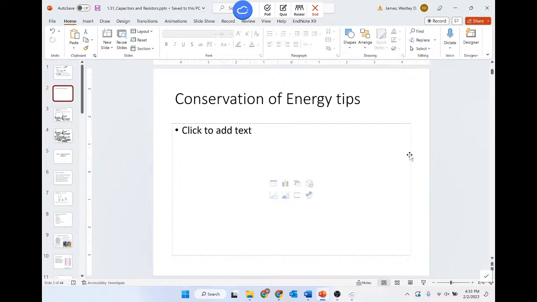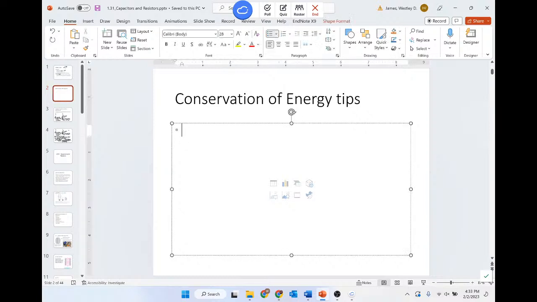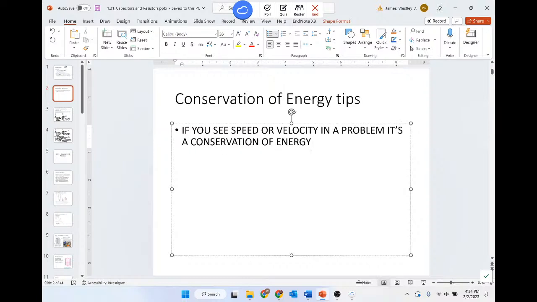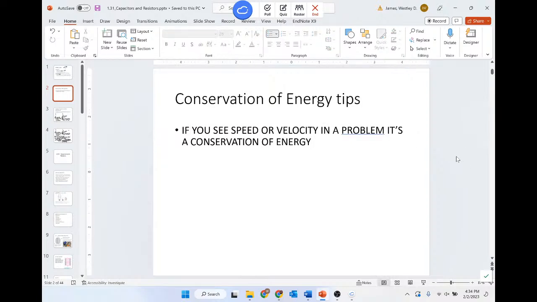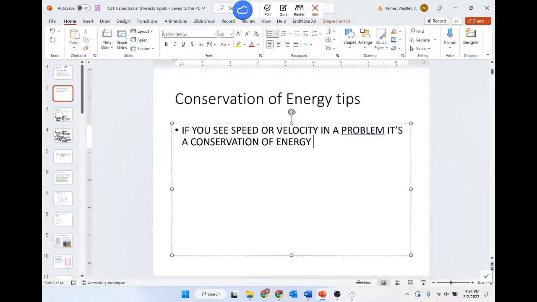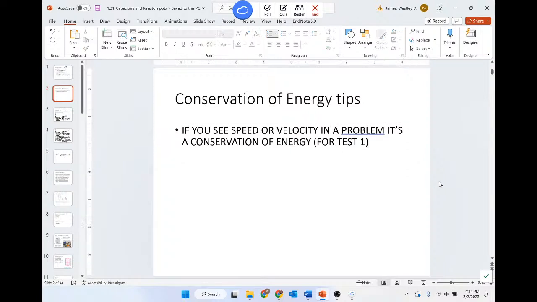So reminder to you all, I'll continue to emphasize this. I'll put it in all caps. If you see the word speed or velocity in a problem, it's a conservation of energy problem. I've said that a few times, but now it's in writing. If you see the word speed or velocity in a problem, it's a conservation of energy problem for test 1. After test 1, we are going to see speed and velocity with magnetic fields, in which case they won't be, so I'll just add that extra rule when we get to that point.